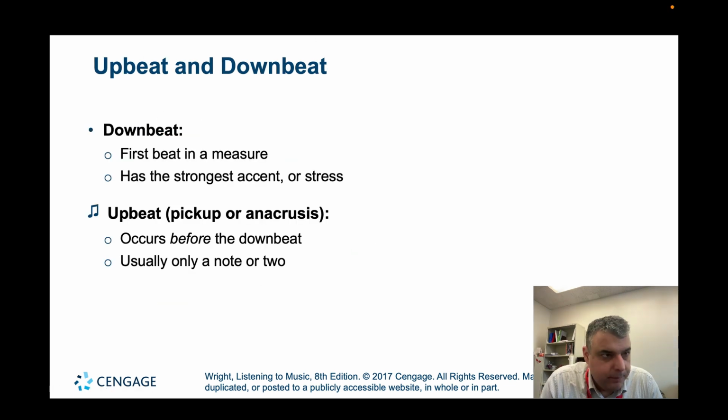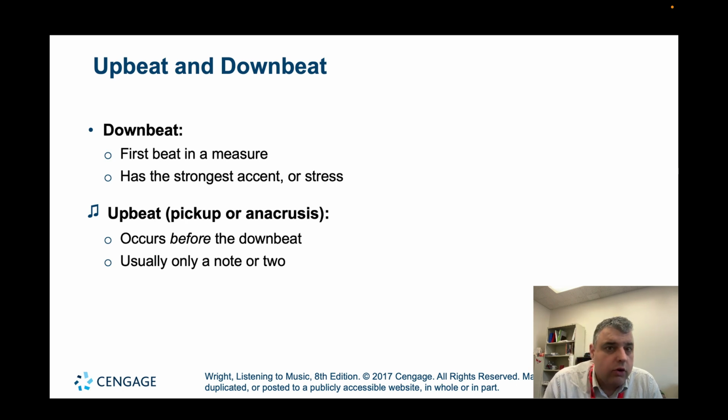Continuing talking about meter, two terms that we want to be familiar with are the downbeat and the upbeat. So the downbeat is the first beat in each measure, okay?